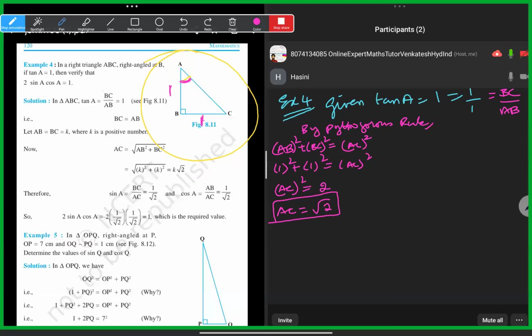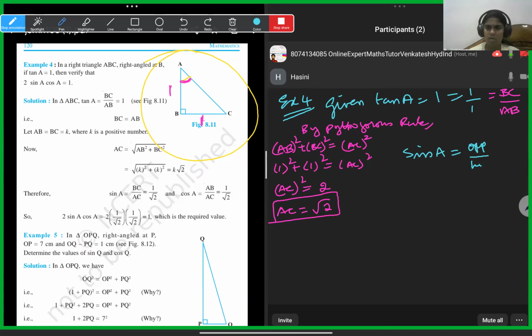Okay, so if we get 1, then we have verified it. For that, we require sin A and cos A from the figure. Now I'm writing sin A. Sin A will become how much, Hasni? Sin A is equal to opposite by hypotenuse, which is equal to perpendicular by hypotenuse also. No problem. Okay, so sin A will become how much, Hasni?